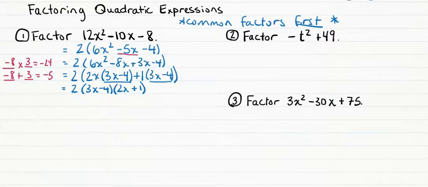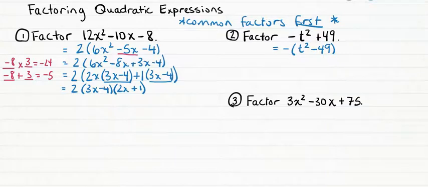Okay, on to number 2. Factor negative t squared plus 49. Okay, again, we're going to look for common factors first. Well, here I don't necessarily notice a common factor, but we do know that when that first term in the expanded form is negative, we tend to take out a common factor of negative 1. So I can write negative 1 in front of the bracket, and that leaves me with, if I divide both terms by negative 1, t squared minus 49.